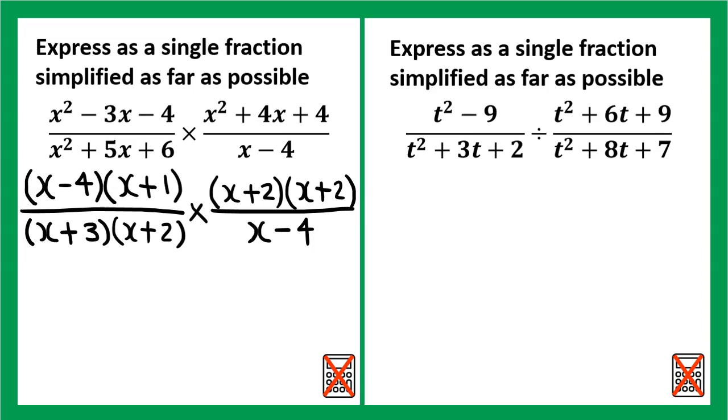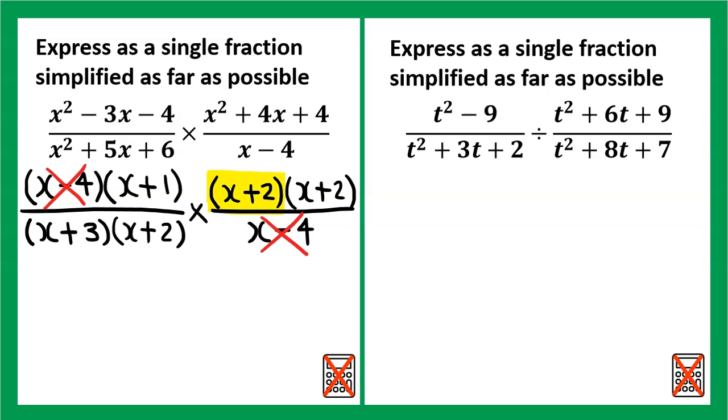Notice that previously when we multiplied to make a single fraction, at the end we were looking for common factors between the numerator and the denominator and cancelling. Notice here how we have x minus 4 at the top of this fraction and x minus 4 at the bottom of this fraction. So when we multiply those together, we'll be able to cancel one from the top and one from the bottom, meaning we can cancel these 2 factors at the top and the bottom.